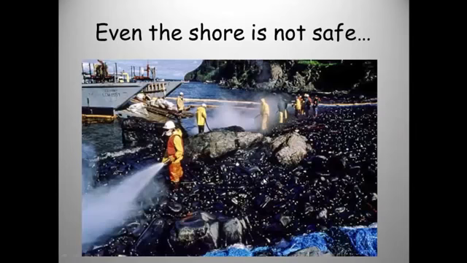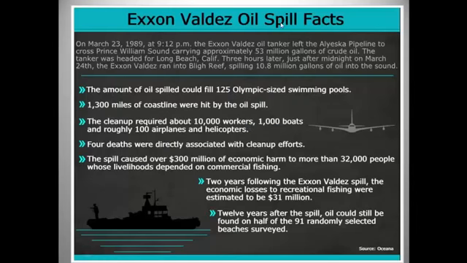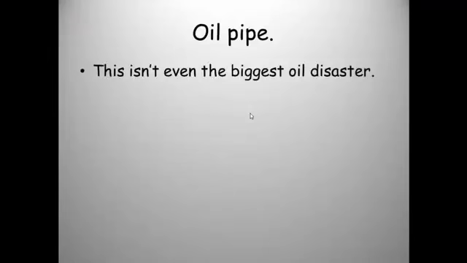You can see all of these pictures, and when the oil gets to the shore, it's very difficult to clean up, and it destroys habitats. So it's a real, massive problem for us. The Exxon Valdez spilt enough oil to fill 125 Olympic swimming pools, and disrupted 1,300 miles of coastline. That's a lot of habitat to destroy.